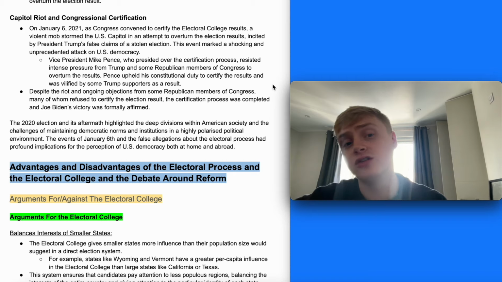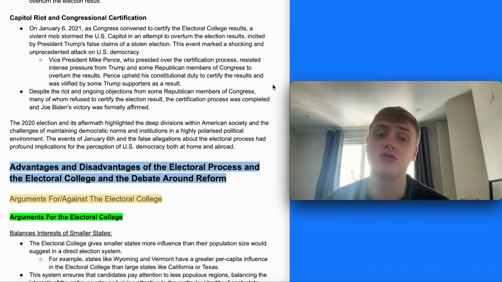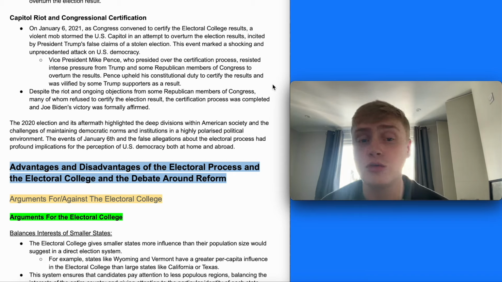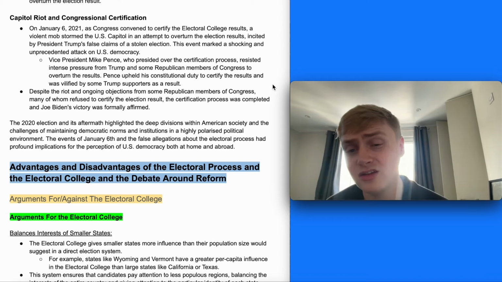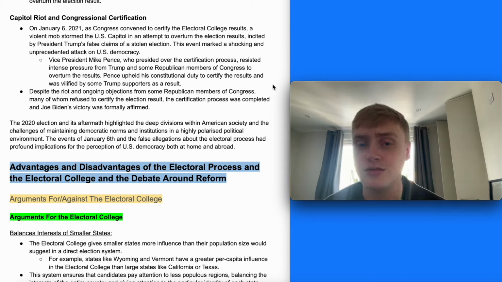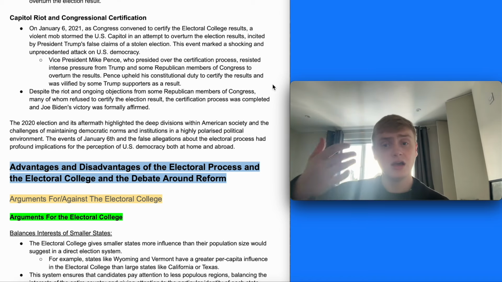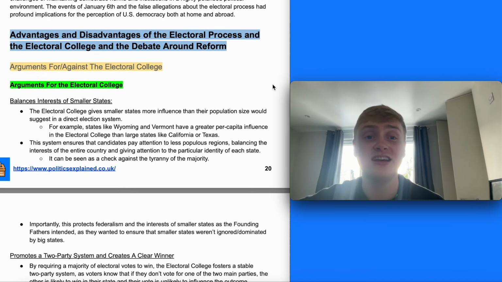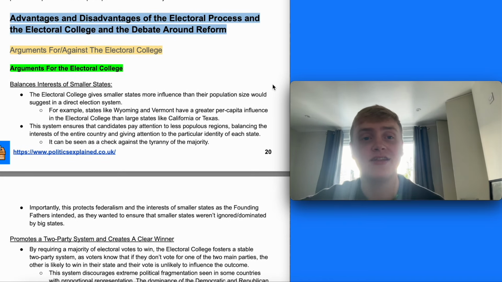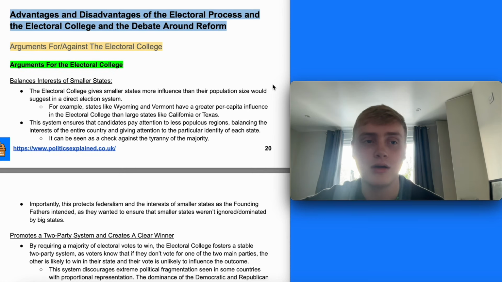Despite the riot and ongoing objections from some Republican members of Congress, many of whom refused to certify the election result, the certification process was completed and Biden's victory was formally affirmed. The 2020 election really shows the deep divisions within American society and the challenges of maintaining democratic norms and institutions in a highly polarised political environment. What we're going to have a look at now is the advantages and disadvantages of the electoral process and the Electoral College, as well as the debate around reform.